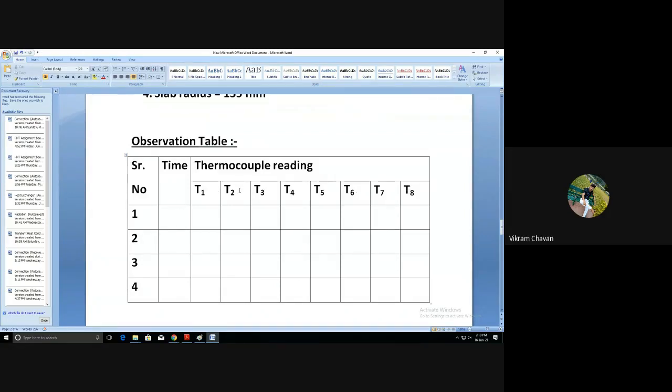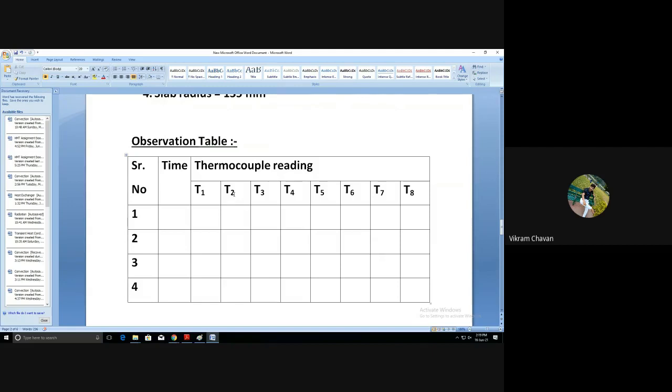But T1 and T2 are equidistant, so most of the time we will get the same readings for T1 and T2. T3 and T4 are also placed equidistant from the heater, so most of the time we will get the same readings for T3 and T4. Similarly T5 and T6, and T7 and T8. But for more accuracy and more precise calculation, we have to take these readings 2 times.